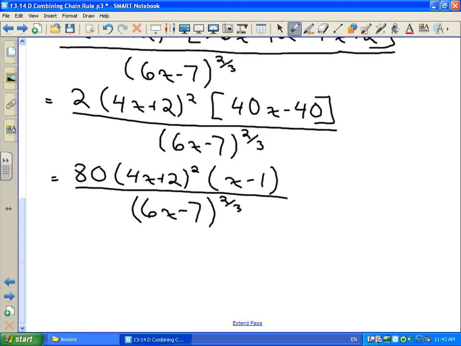Yep. I wouldn't expand that, no. Because, I mean, usually I want these things in factored form, so I could say set it equal to 0 and find the zeros, which would involve factoring again. Okay.